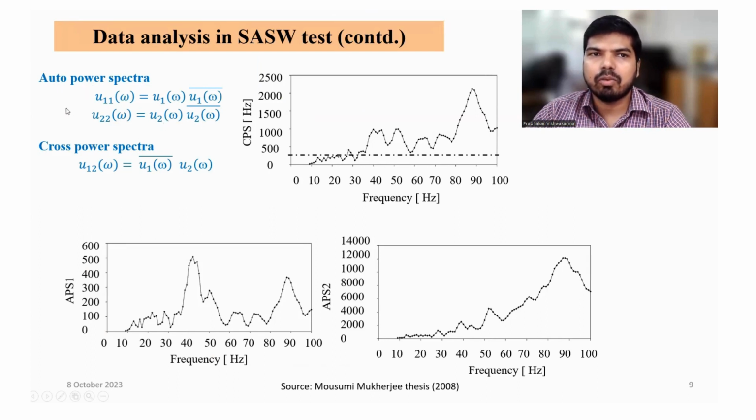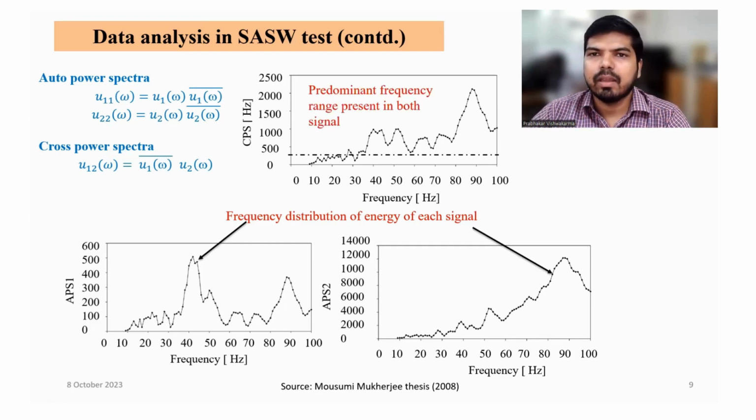So we can calculate the autopower spectra using this equation, and we can also calculate the cross power spectra. The cross power spectra will define the minimum energy below which there is a high quality signal, and the autopower spectra define how the energy of each receiver varies along the frequency. So the frequency distribution of energy of each signal is determined by the autopower spectrum. And in the cross power spectrum, we can identify the predominant frequency present in both signals.